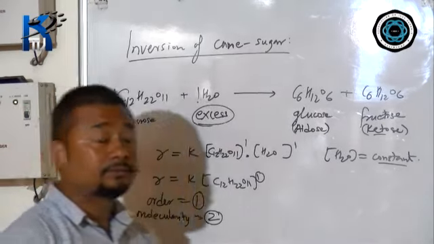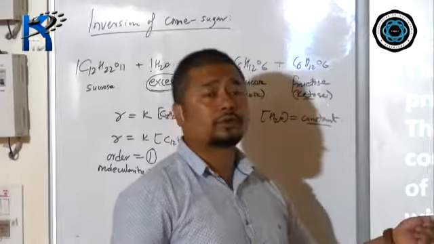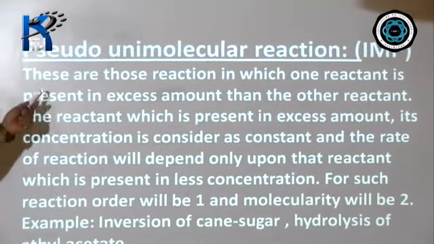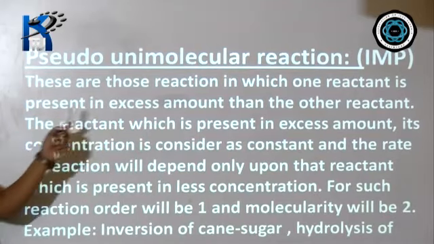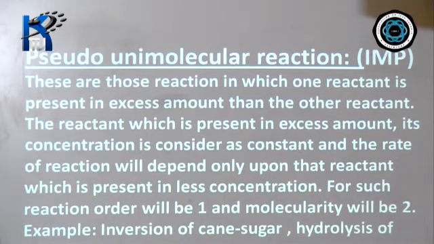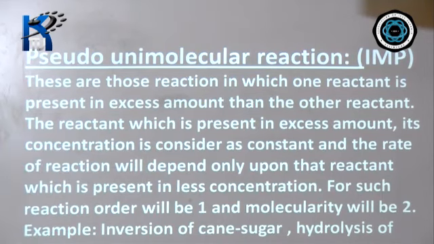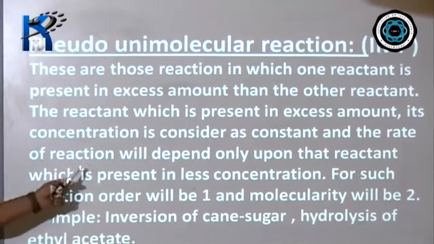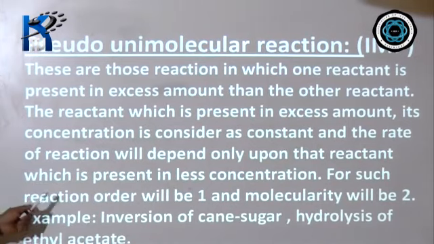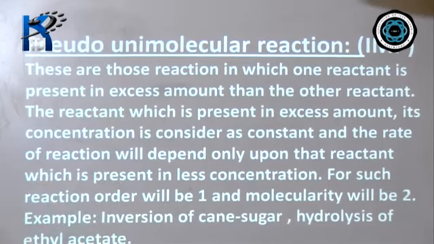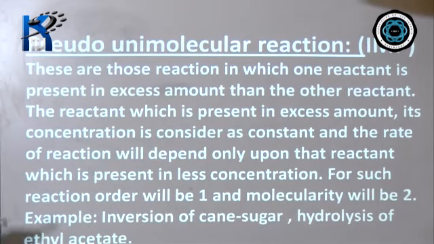So students, if you want, you can take a screenshot of this so that you can make notes. So the definition is, these are those reactions in which one reactant is present in excess amount than the other reactant. The reactant which is present in excess amount, its concentration is considered as constant, and the rate of reaction will depend upon that reactant only which is present in less concentration. For such reactions, order will be 1 and molecularity will be 2. One example I have shown you here, that is inversion of cane sugar.